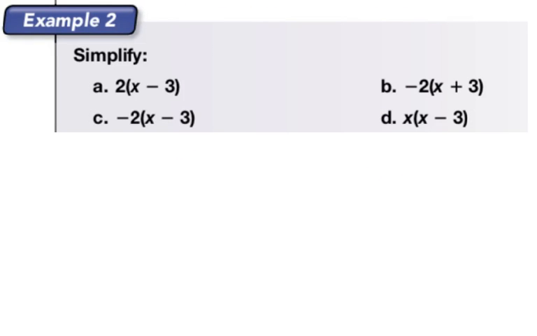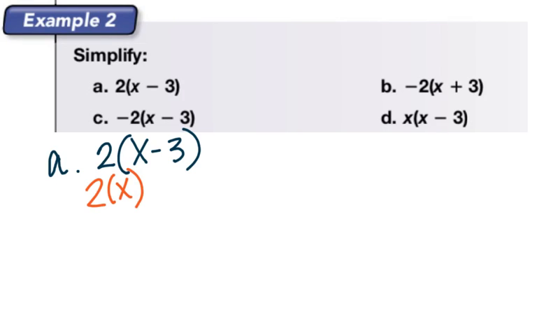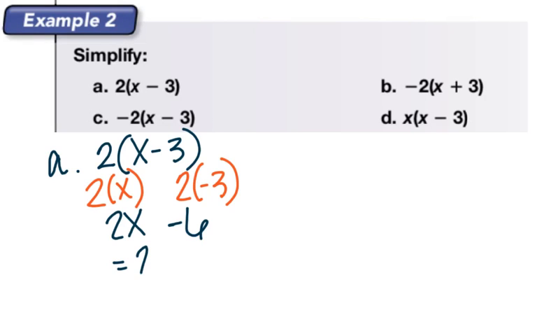Okay, let's do some examples. Let's do A. So we have 2 being multiplied by x minus 3. So I want to take this 2 and multiply it by x, and multiply it by a negative 3. So my answer ends up being 2x and negative 6. So there's my answer, 2x minus 6.